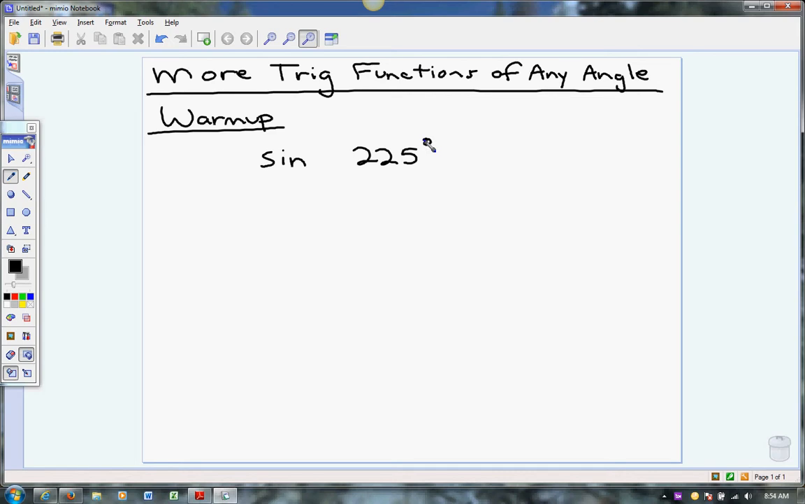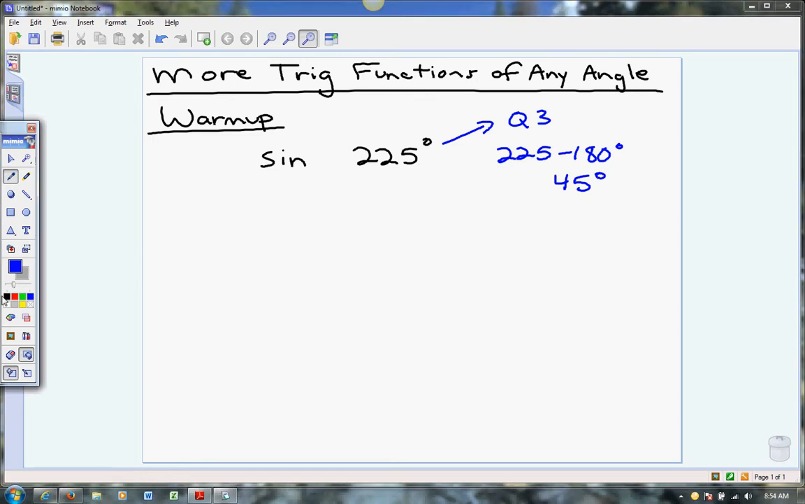Well, the very first thing that we need to do is find the reference angle. This is in quadrant 3. Okay, this is in the third quadrant, so I need to take the angle and subtract 180 degrees from it and get 45. That is my reference angle.